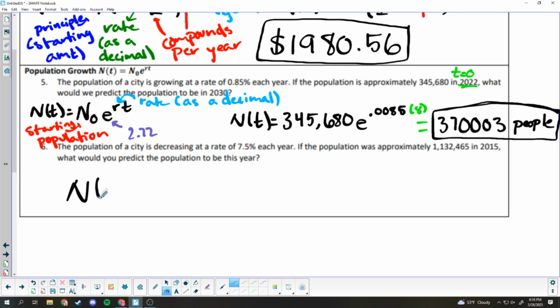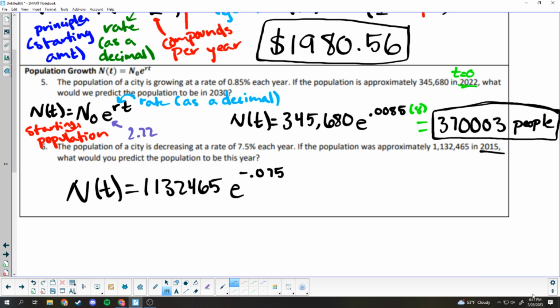We're going to set up N of t equals our initial population, 1,102,465, times e to the power of negative 0.075, right? I still have to convert it to a decimal, but it is negative now. And then my time, well, it started in 2015. What would you predict the population to be this year?